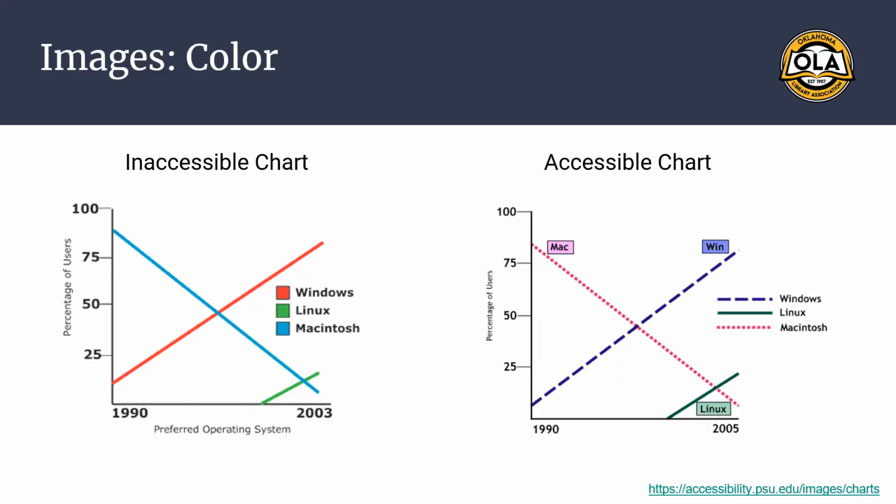The image on the left is considered inaccessible. It uses 3 colors of similar brightness with no pattern. The image on the right is considered accessible. It uses 3 colors of varying brightness and further distinguishes lines with pattern. To determine whether color choices are fully accessible, consider if the image is readable in grayscale.